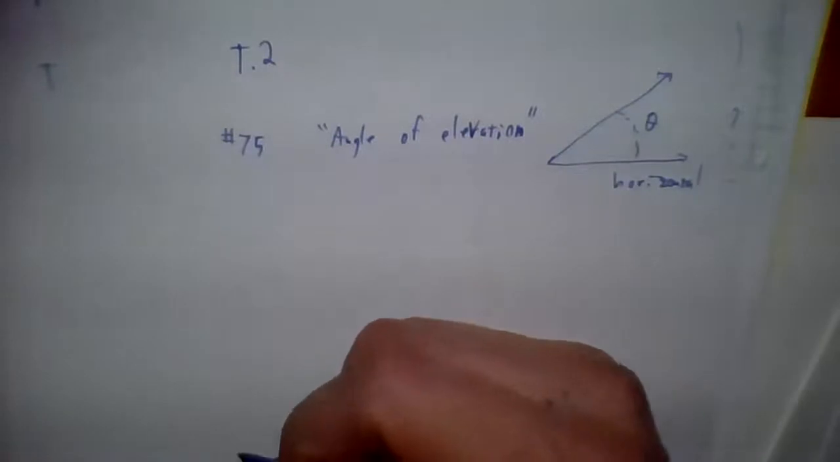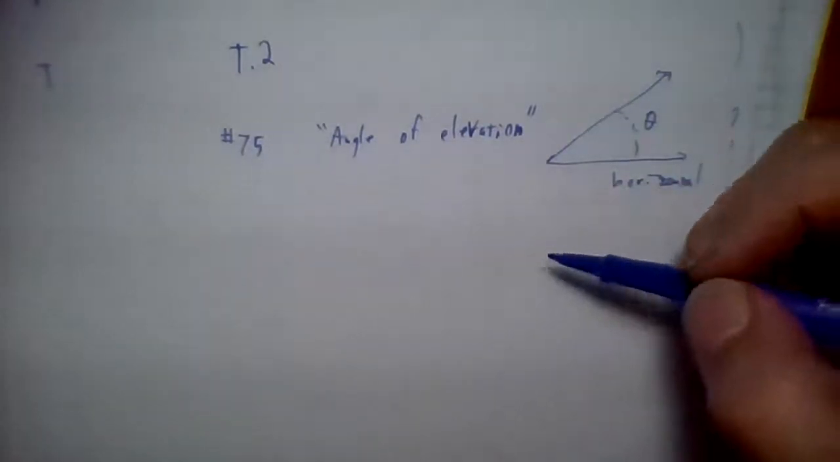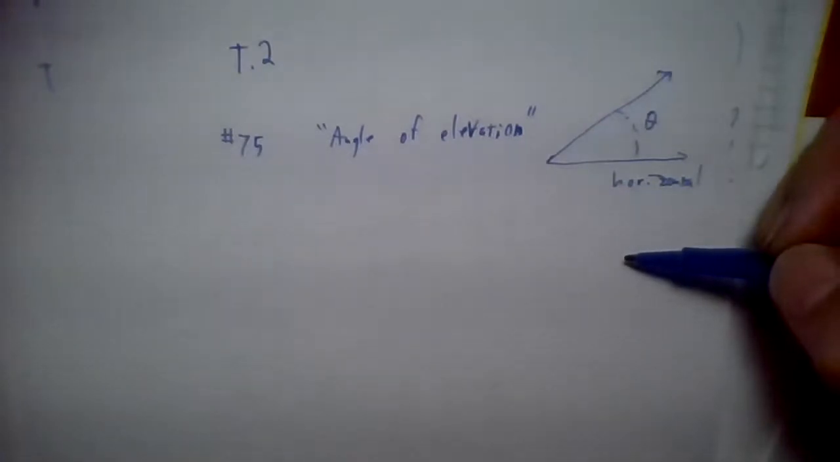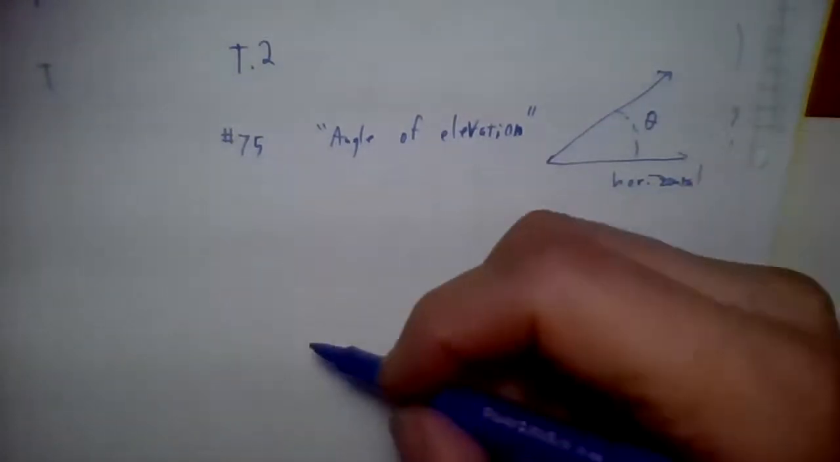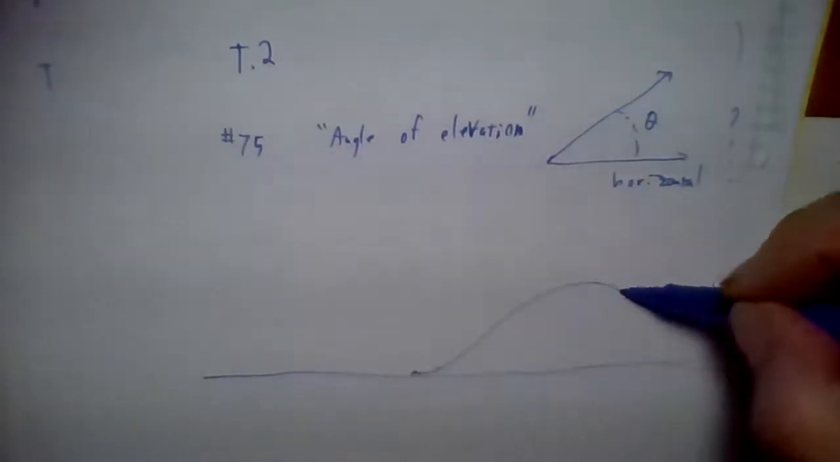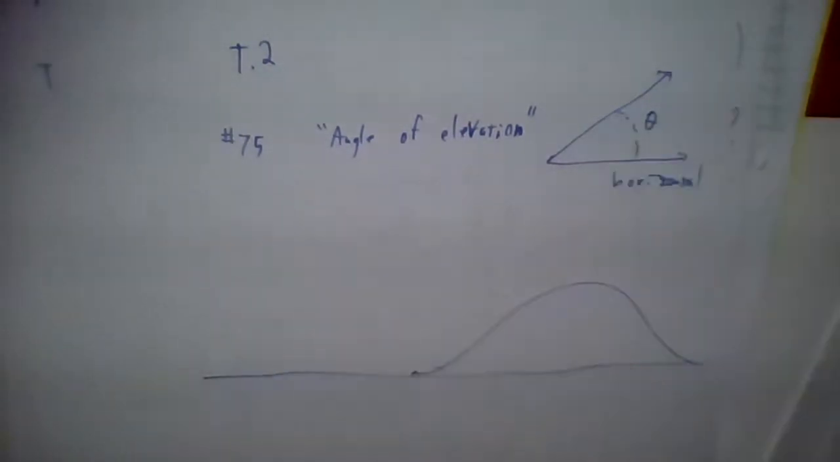In number 75, we're talking about the angle of elevation of the top of a hill from a certain point on the surrounding level ground. So our horizontal would be this level ground, and then we've got a hill in it somewhere. And the angle of elevation of the top of the hill is 10 degrees.